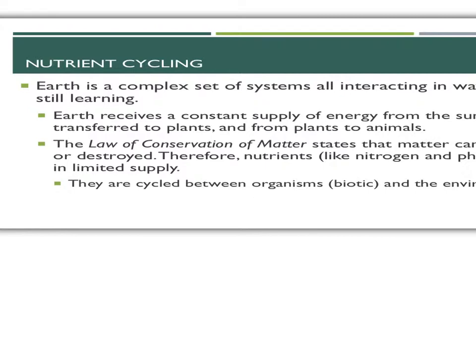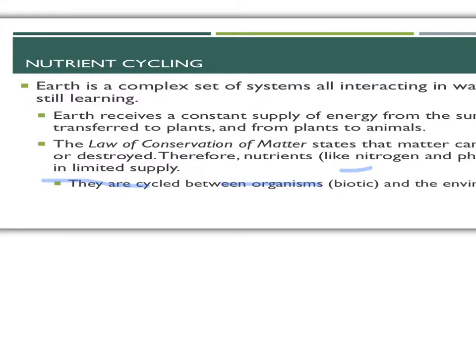But let's start at the beginning. All energy for all living things on Earth comes from the sun originally, and that energy is eventually transferred to plants, and then from plants to animals. So we talk about energy, which we're actually going to talk about next week. Energy is a one-way flow. It comes from the sun and it flows through living things.